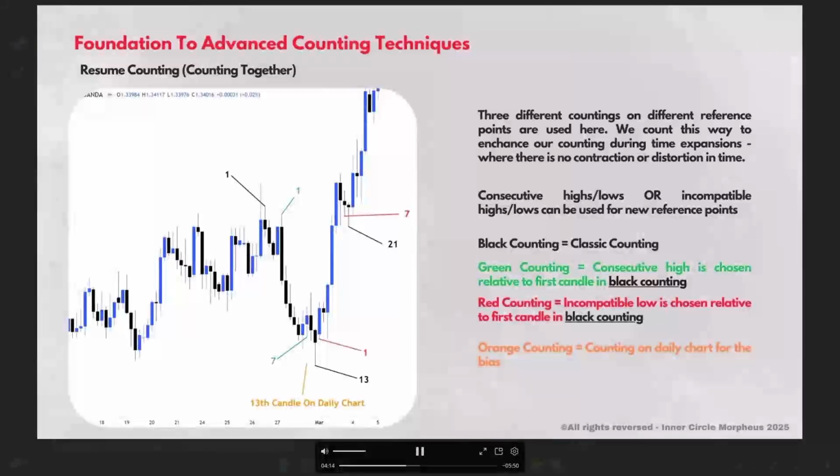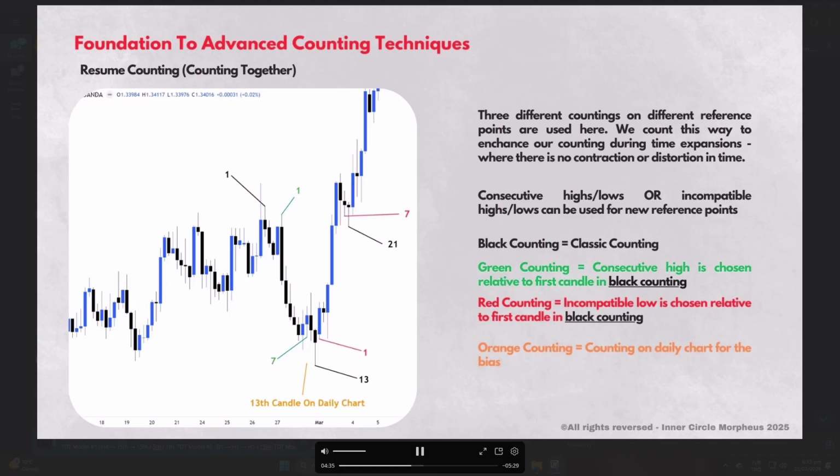One more example for resume counting. 3 different countings on different reference points are used here. We count this way to enhance our counting during time expansions, where there is no contraction or distortion in time. Remember, consecutive highs and lows or incompatible highs and lows can be used for new reference points.